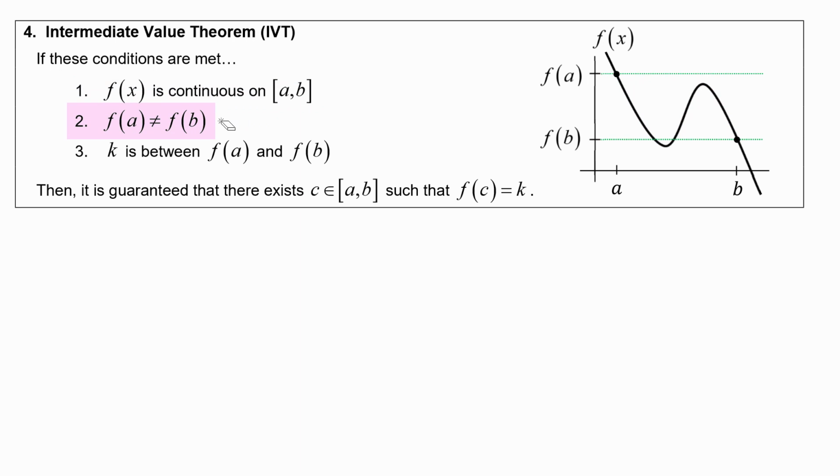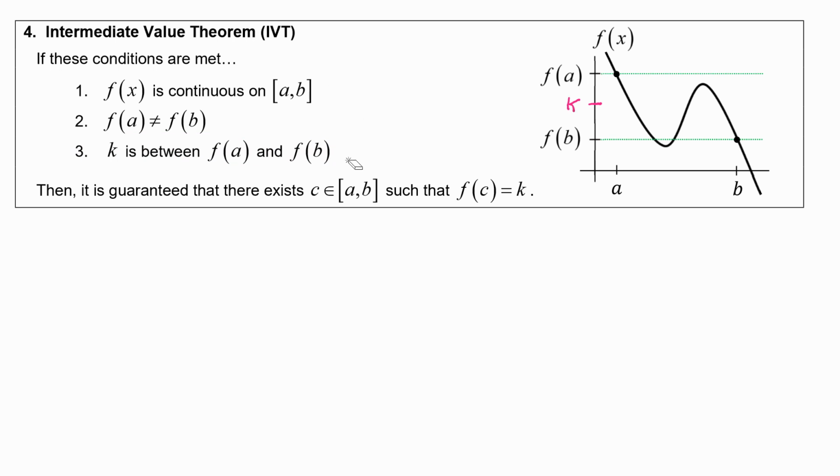Second, f of a cannot equal f of b. So that's just saying that the y values of the endpoints have to be different from each other. And we can see that f of a is up here, f of b is down here. So they are different. Third, k is between f of a and f of b. Now remember, these are y values, so that means k is also a y value. So suppose k was here. It could be anywhere between f of a and f of b.